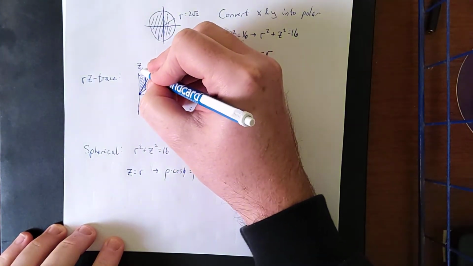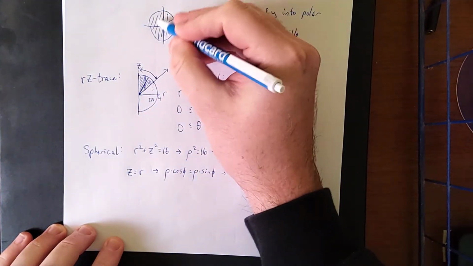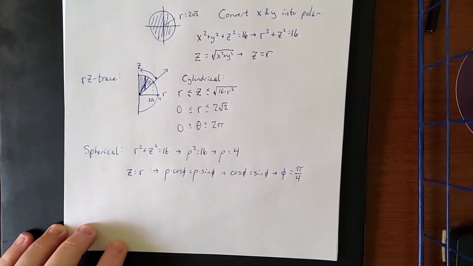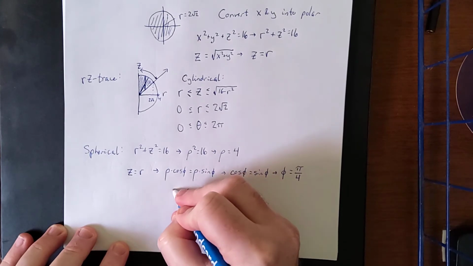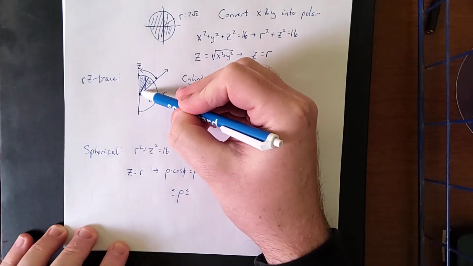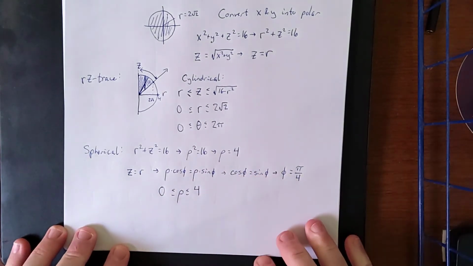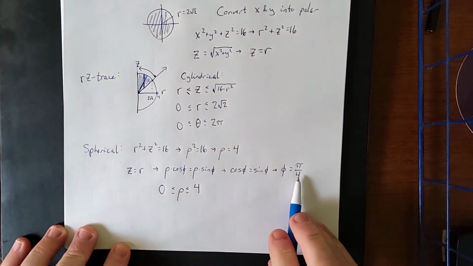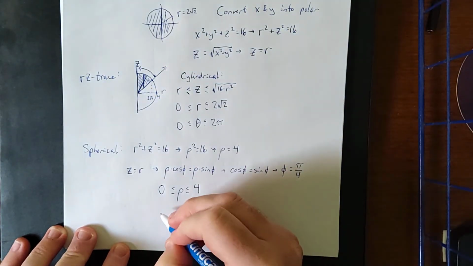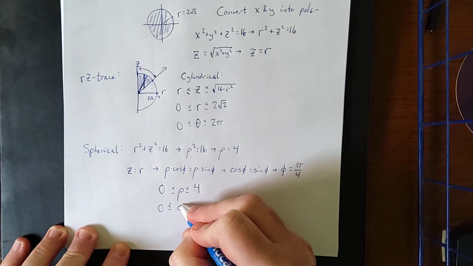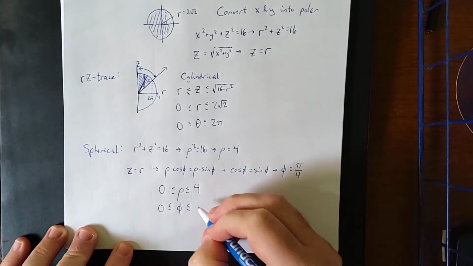Then phi would be bounded like this, and then theta would be the same as before. So in spherical coordinates, we would be going from the pole out to the sphere of radius 4. So that would be from 0 to 4. Phi is bounded on the lower side by phi equals 0, which is the z-axis, positive z-axis, and going over to the cone.